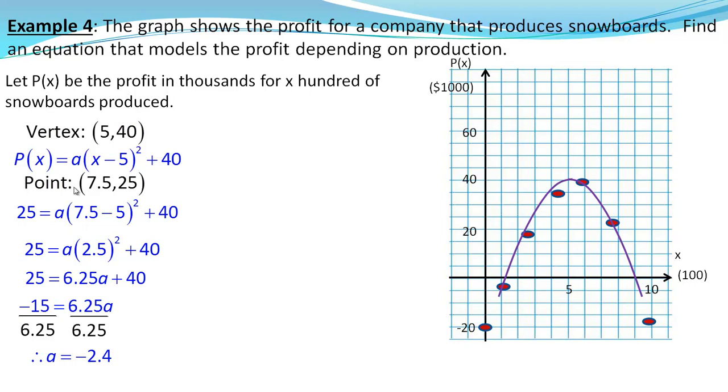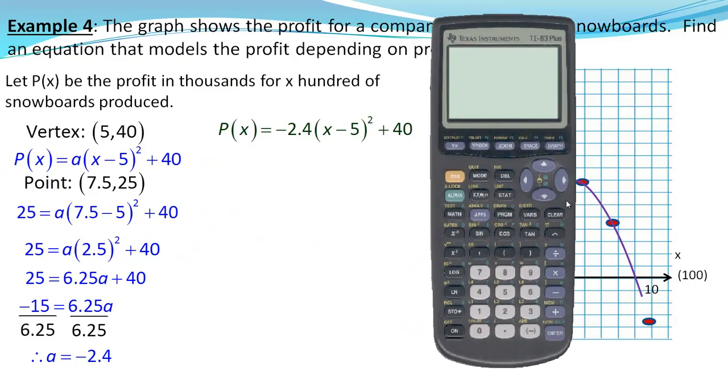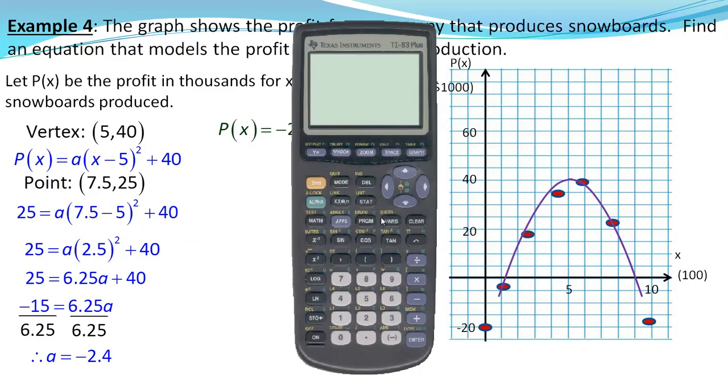So then I can write my formula. So here's my equation here. I need to find the A value, so negative 2.4 is going to go there in place of A. So there's my formula. Now I do want to show, if you have some technology, you can actually do this. I'm going to show how to do this with the graphing calculator.